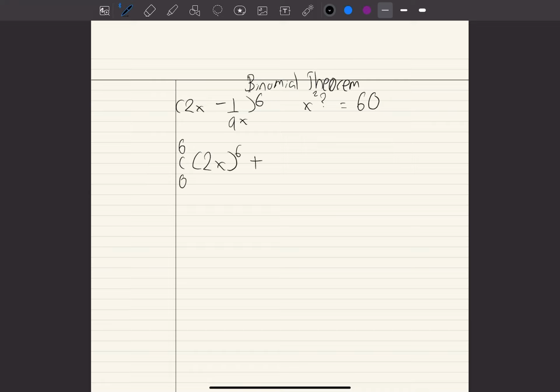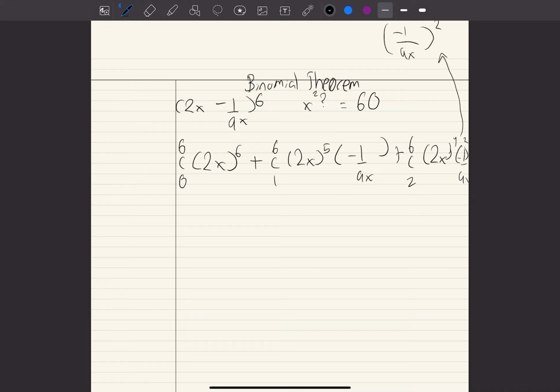So, plus 6c1, 2x to the power 5. Last time we stopped until here. Sorry, 4. Square, sorry, ran out of space over here. It's minus 1 over 2x. You know what, I'll just write over here. Minus 1 over ax squared.